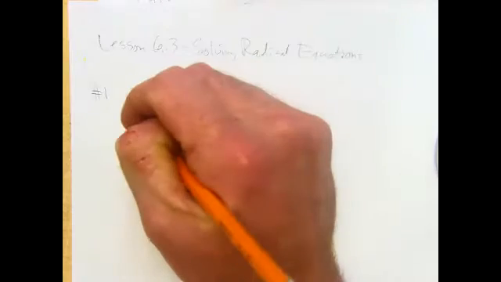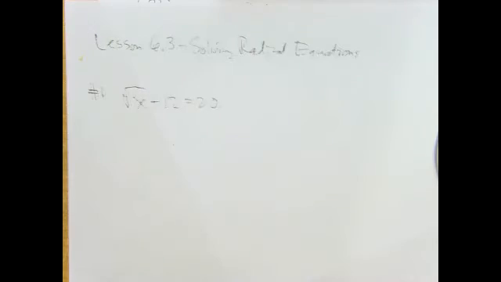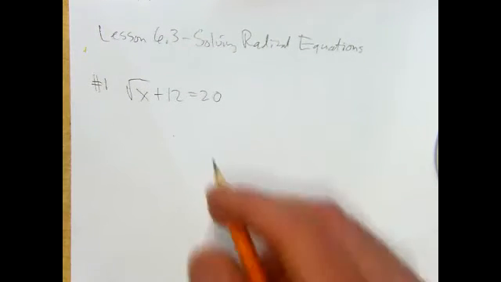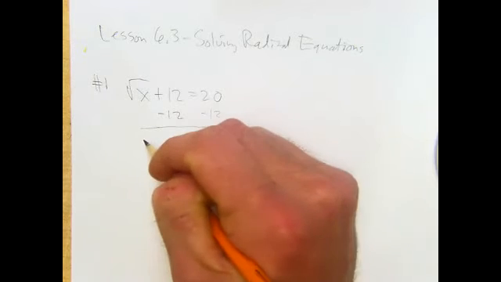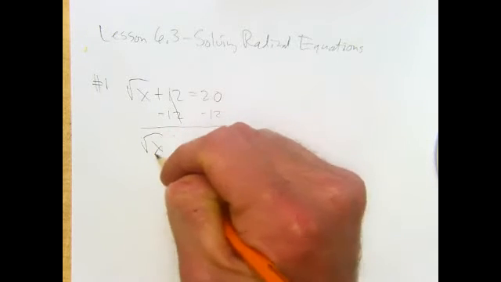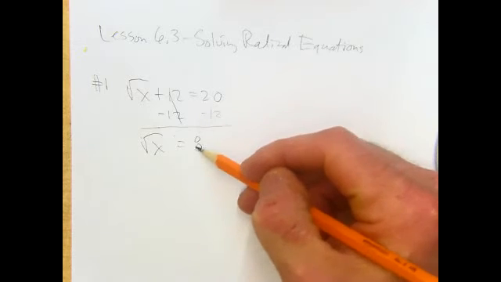So number 1, square root of x plus 12 equals 20. We're just solving for x. So we're trying to get x by itself. So you can minus a 12 over. Square root of x equals 8.